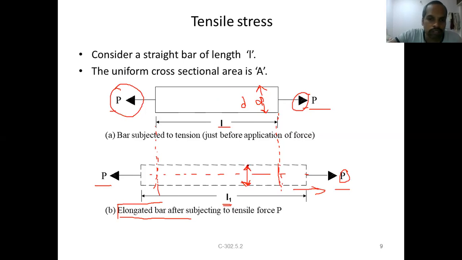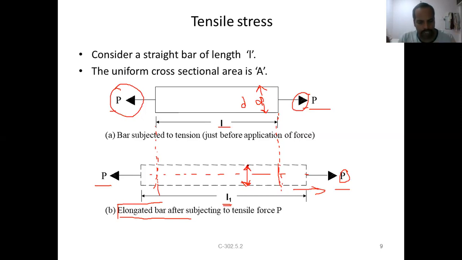Just think, a very simple experiment you might have observed in so many cases in your daily life. If you take a simple rubber band and try to pull it with both hands, try to stretch it, what happens? You observe it. So if you stretch it, what happens?